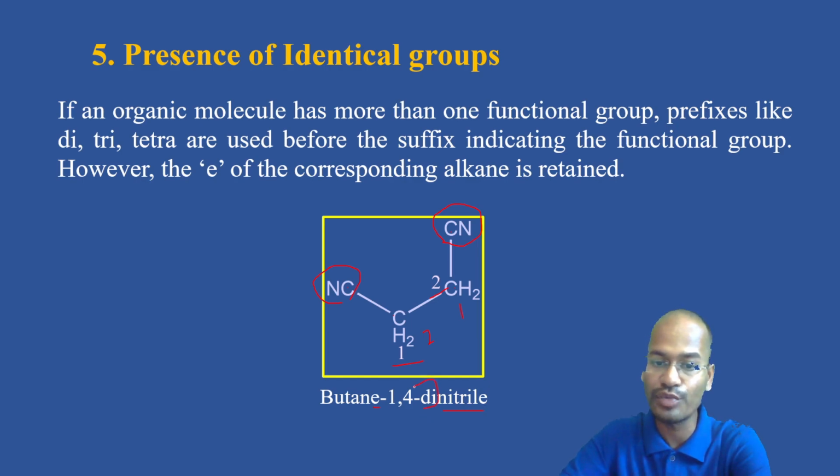I have added di because dinitrile means there are two nitrile groups. To represent that, I have given dinitrile. So if there are two functional groups, and both of them fall in the same priority, that is identical functional groups, then we can add di, tri, tetra for these functional groups also, not only for prefixes. So this is the fifth rule of IUPAC nomenclature for naming aliphatic organic molecules.